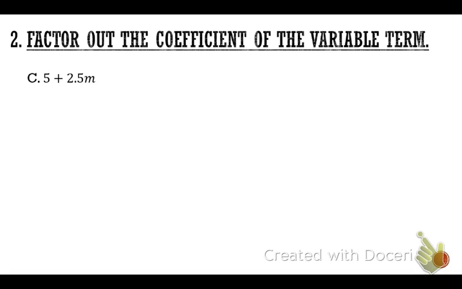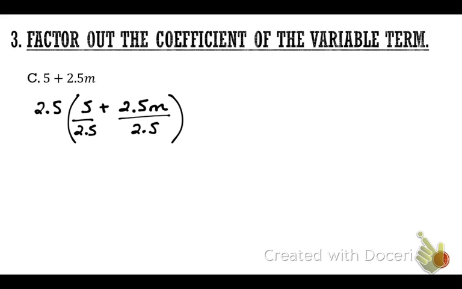Next up, factor out the coefficient of the variable term. For this next one, we still have the same instructions, asks us to factor it out. The only difference is I am factoring out a decimal. So what is my coefficient? 2.5, because that is the number part of my variable term. Now you're just going to rewrite your original problem exactly like that, but what do I have to divide out of each term? 2.5. Whatever you bring out, you have to divide by it.